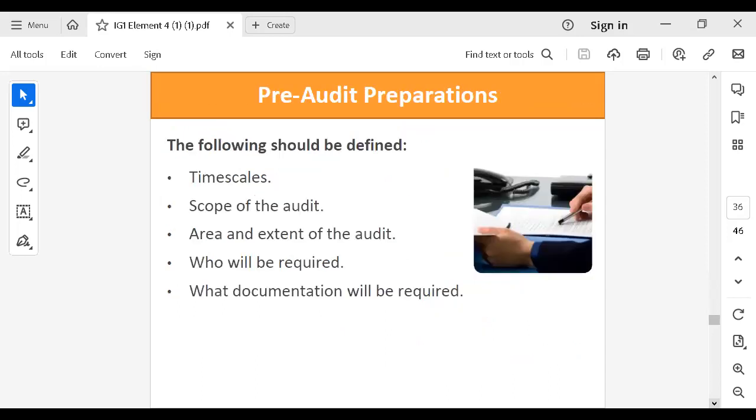Pre-audit preparation. Before the audit, what preparation do we need? The following should be defined: timescales for the audit, scope of the audit, area and extent of the audit, what area we will check during the audit, who will be required from the company during the audit, and what documentation will be required during the audits. These things we need before auditing.